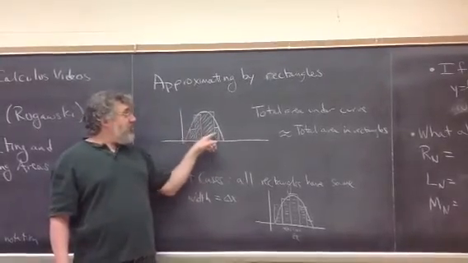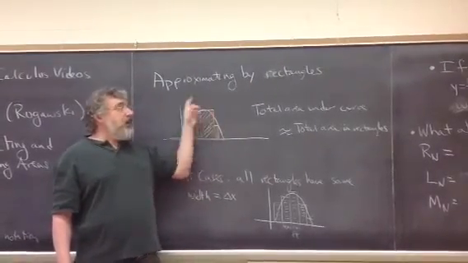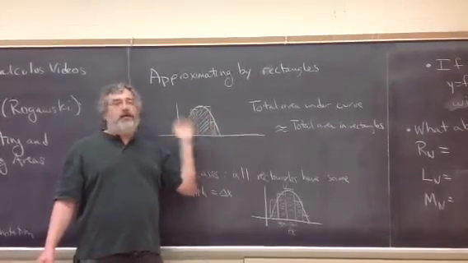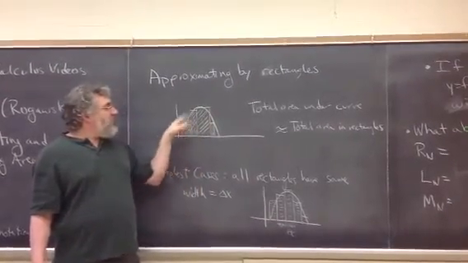And if the area of the rectangles is pretty close to the area under the curve, it gives you the answer. Well, if it was exactly, that'd be nice. So, how do you find this? There's a lot of issues.